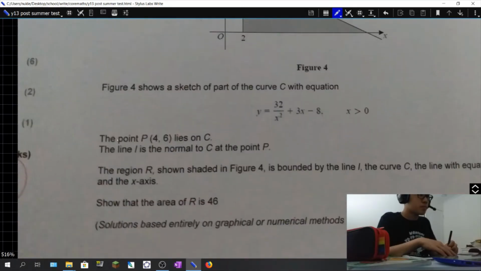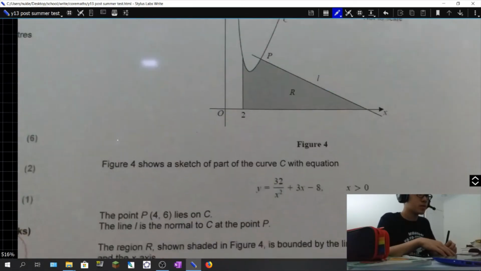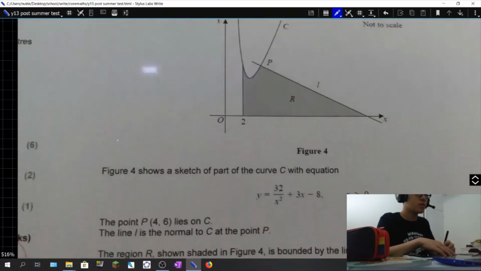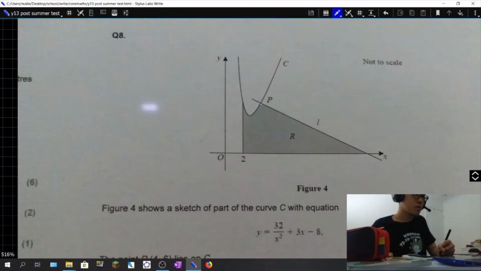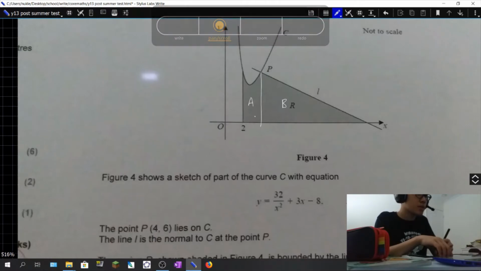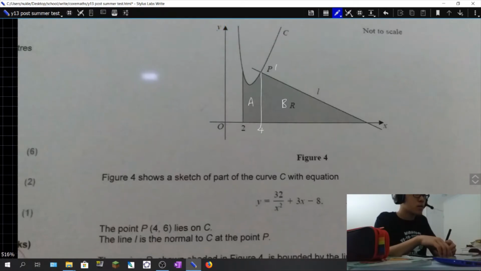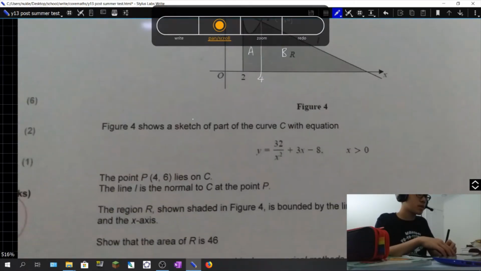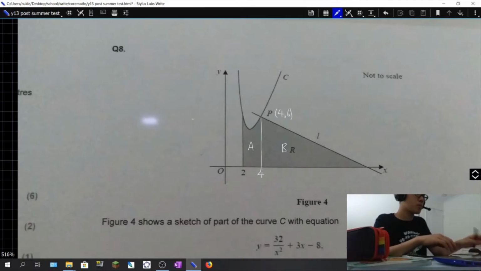Okay. So we have 2 graphs, one is C, one is L. We want to figure out the area. That's A, that's B. B is such a triangle. A is the area under the curve from 2 to, where's P? P is 4, 6, so that's going to be 4. Yep, 4, 6.